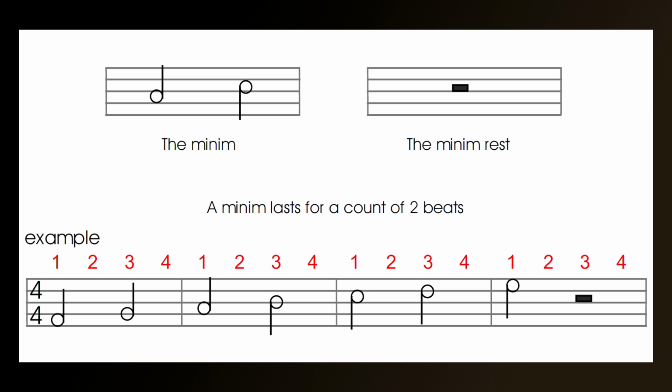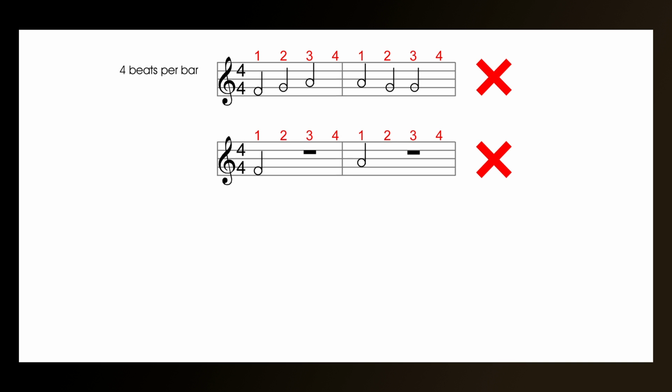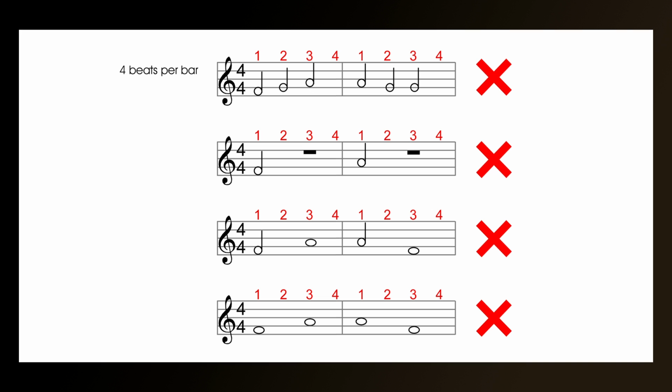At the moment we're working in 4/4 time, which means there's 4 beats in the bar. And there will always be 4 beats in the bar unless it's otherwise stated. Because of this, you will never get 3 minims in a bar, or a minim and a semi-breve rest, or any other combination that adds up to more than 4 beats.